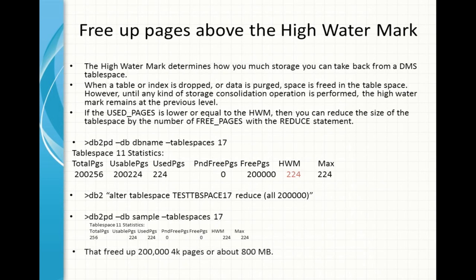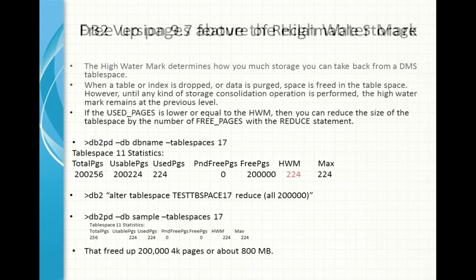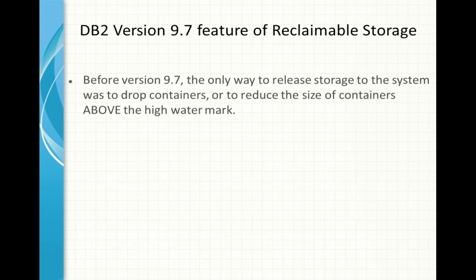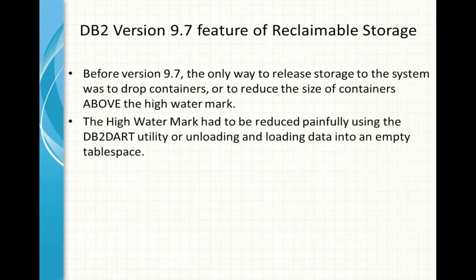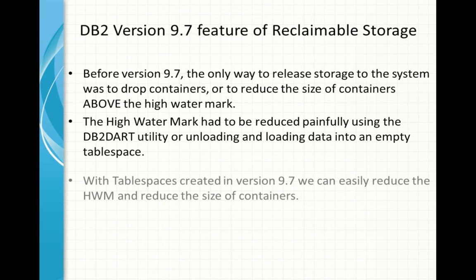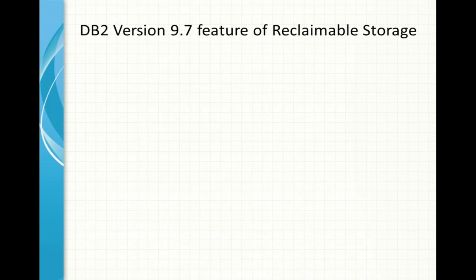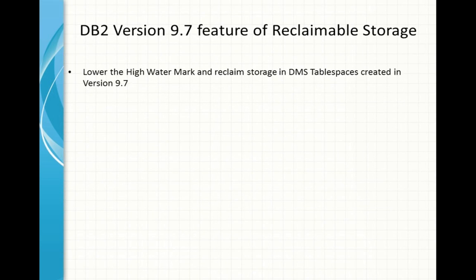So back in our previous page, in that example of tablespace 17, we have 200,256 total pages. We see the high watermark is only 224. So I can reduce the tablespace by the total amount of free pages using this alter tablespace command. And after I run that, I take another look at the DB2 PD output. I can see that the total pages is now down to 256, and we freed up 200,000 4K pages, or about 800 megabytes.